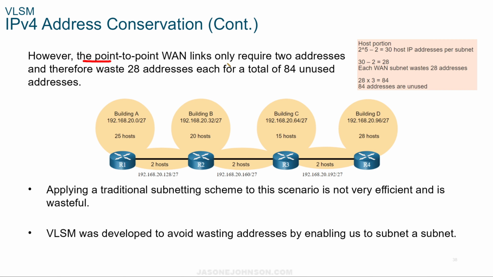However, the point-to-point WAN links only require 2 addresses and therefore waste 28 addresses for each, for a total of 84 unused addresses. So it's a waste of host IP addresses. We don't use the traditional subnetting scheme because it's not very efficient. So VLSM was developed to avoid wasting addresses by enabling us to subnet a subnet.